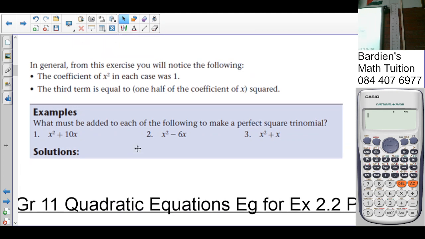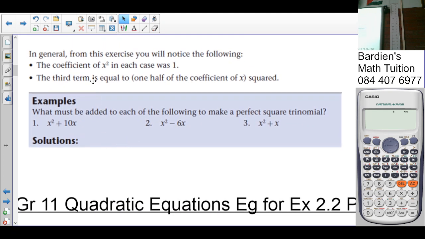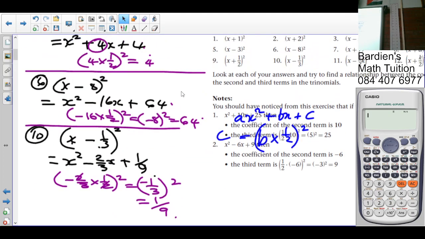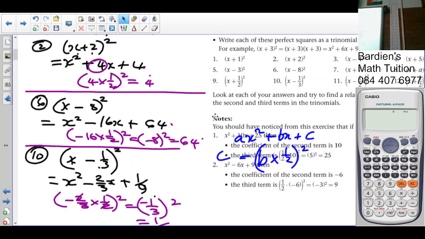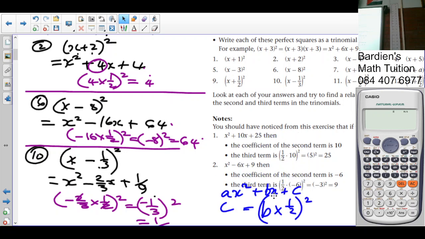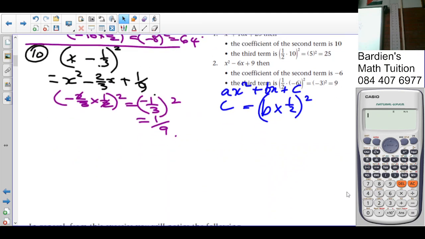So we are told now in general from the exercise you'll notice the following. The coefficient of x squared was, in each case, 1. The third term is equal to a half of the coefficient of x, we spoke about that here in purple as well. In general, if it's in the form ax squared, but important here, I said the a here, but in this case your a is going to be 1. Because if the first number in front of x squared is anything other than 1, something else needs to happen first, and that we'll discuss probably tomorrow.